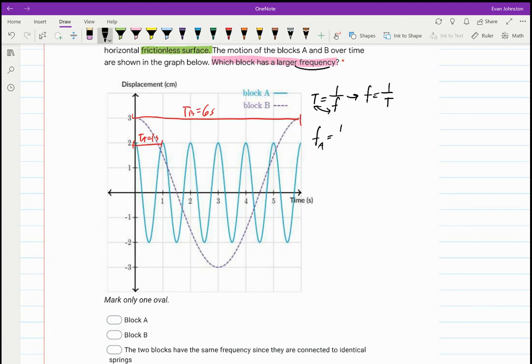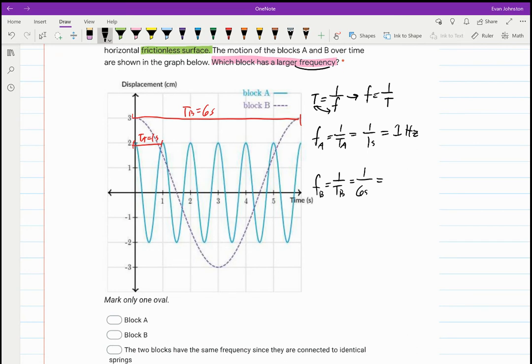So F A is 1 over T A. That's just 1 over 1 second, which is the same as 1 hertz. Hertz is just the number of cycles per second. So it's 1 over second. You can think of this as cycles per second. That's a really convenient way that I would recommend thinking about it. And then looking at our second one, we have 1 over 6 seconds. Well, that gives me 1/6 hertz, or what is that on the calculator? 1 divided by 6 gives me 0.166.